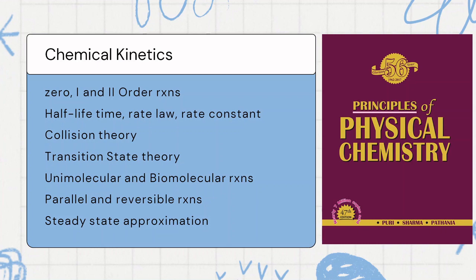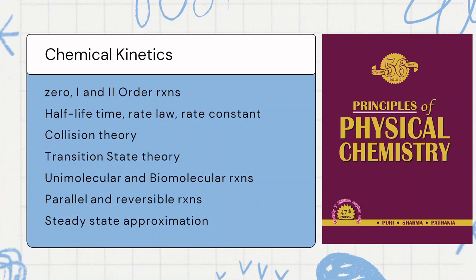nth order reaction. If you know the general equation for the rate constant for an nth order reaction, you will be able to answer the problems related to the rate constant and half-life time. So if you know the general formula, you can just apply it to any order of reaction. So learn about collision theory, transition state theory, unimolecular and bimolecular reactions, parallel and reversible reactions, also steady state approximation.